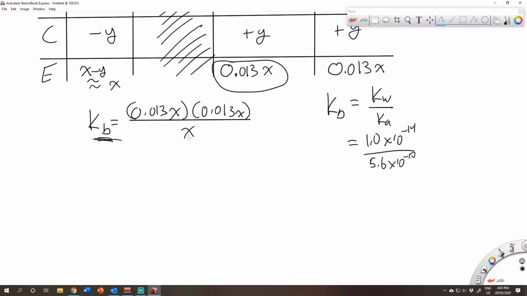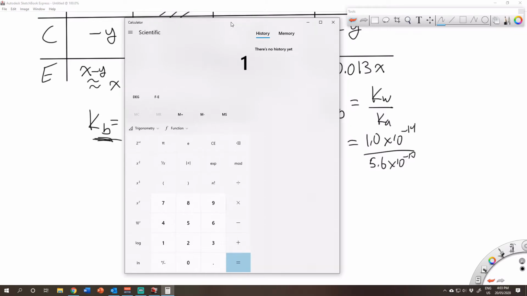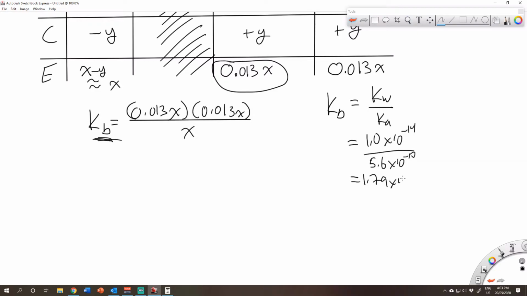So just calculate that out quickly. 1.0 times 10 to the negative 14 divided by 5.6 times 10 to the negative 10. We get an answer of 1.79 times 10 to the negative 5. That's my Kb. Now we'll set that over here: 1.79 times 10 to the negative 5 equals 0.013 squared, X squared, over X.